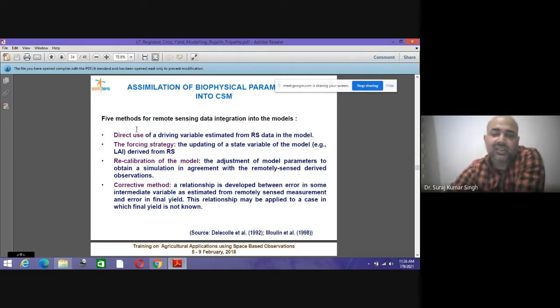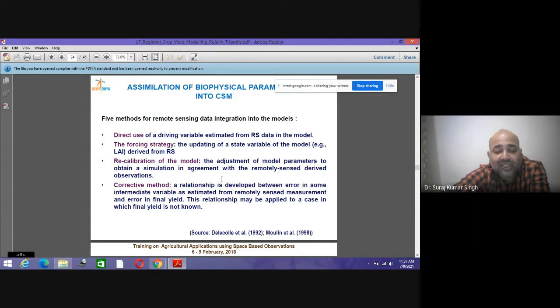So, five methods for remote sensing data integration into the model. The first one is direct use of variables derived from RS data in the model. Then the forcing strategy, which suggests updating of state variables of the models using the LAI derived from remote sensing data. Then it requires recalibration of the model, that is the adjustment of the model parameters to obtain a simulation in agreement with the remotely sensed derived observation.